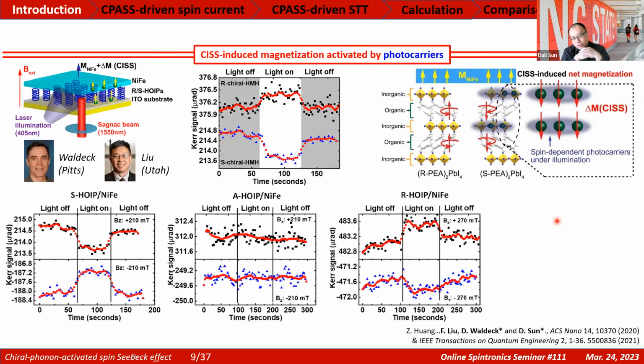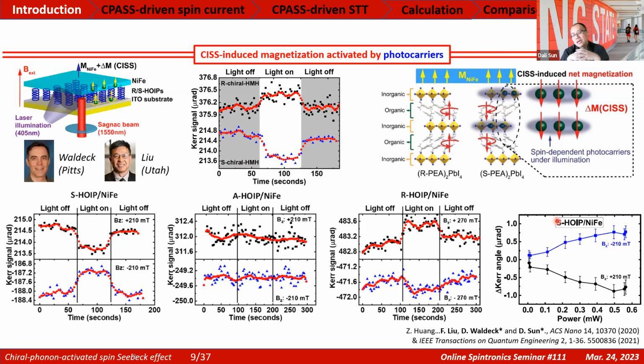We did a lot of control experiments by comparing different chiralities, even the achiral one without chirality, with light on and off. We see very clearly opposite magnetic moment signals depending on chirality. And then we increased the laser power, generating more photocarriers, and we see the signal going up, as we expected. So the CISS-induced magnetization can be activated by photocarriers.